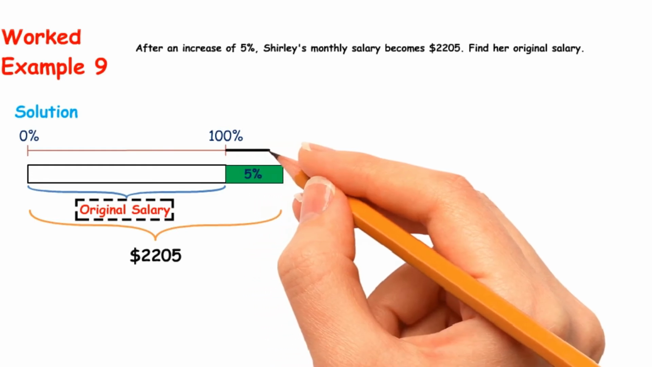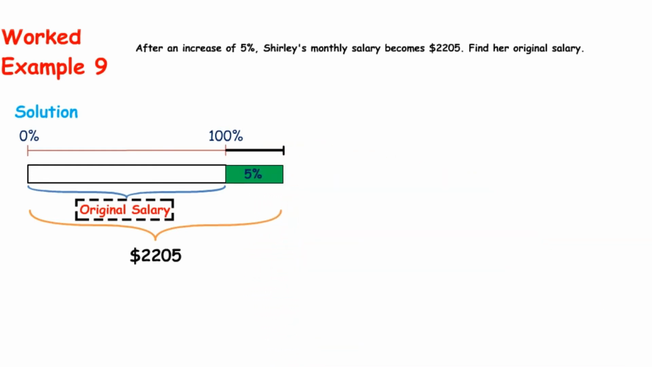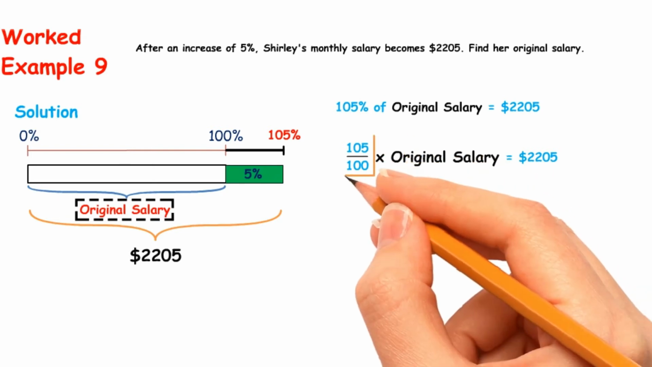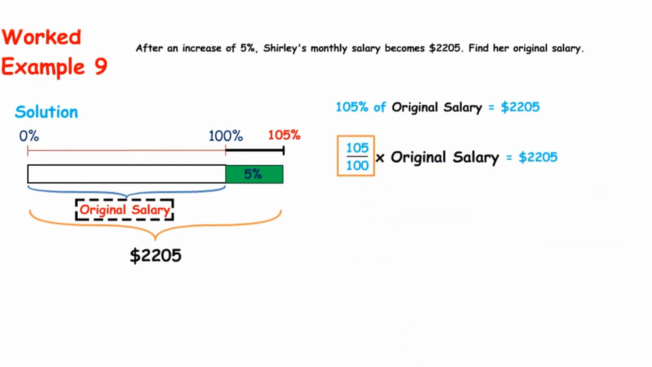After an increase of 5%, Shirley's monthly salary becomes 105% of her original salary. It means 105% of the original salary equals $2,205. 105 out of 100 times the original salary equals $2,205. To find the original salary, we will shift 105 out of 100 to the right-hand side.